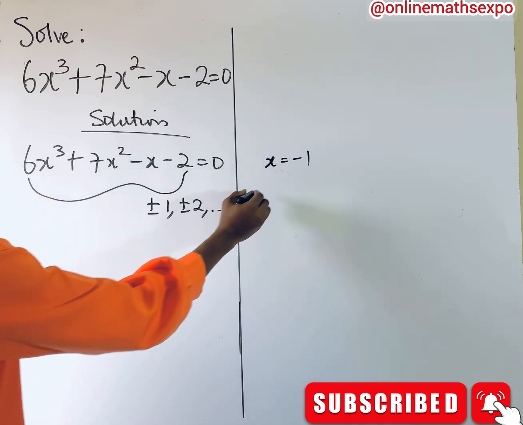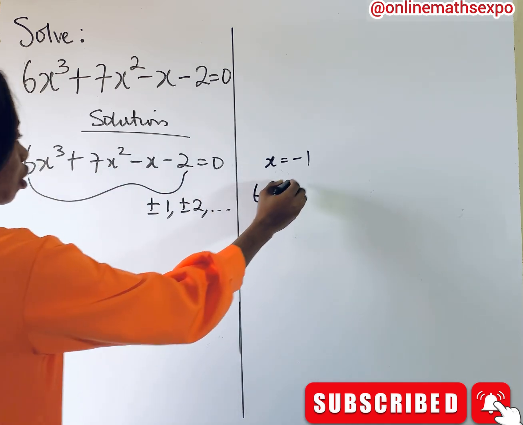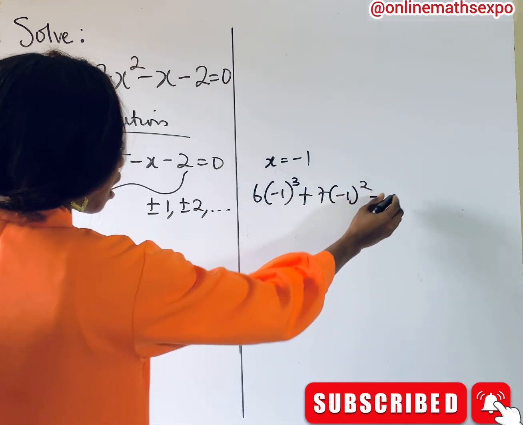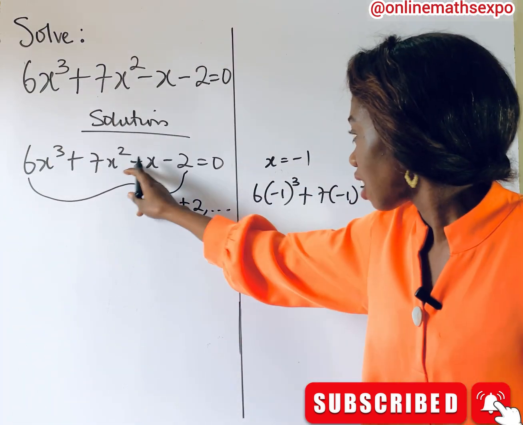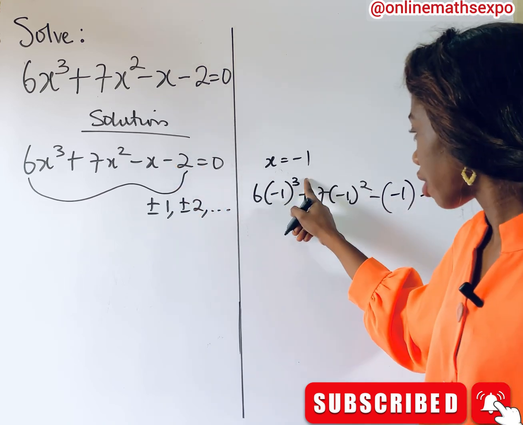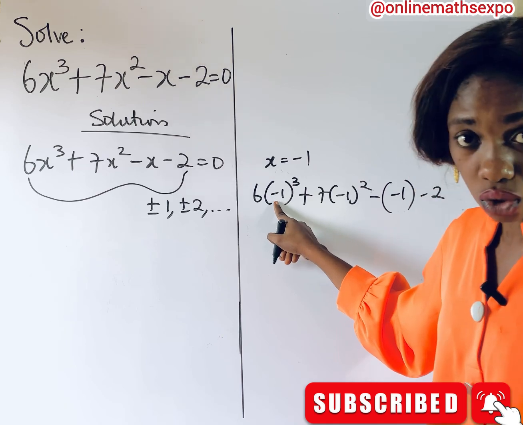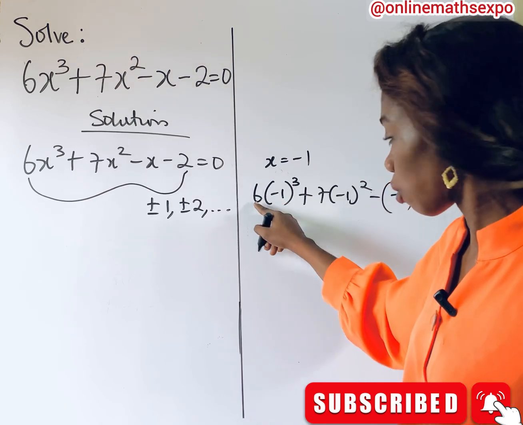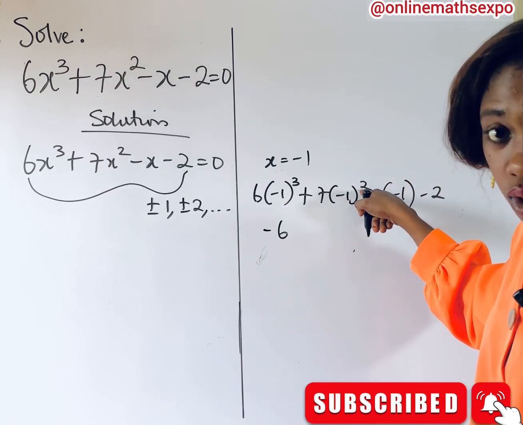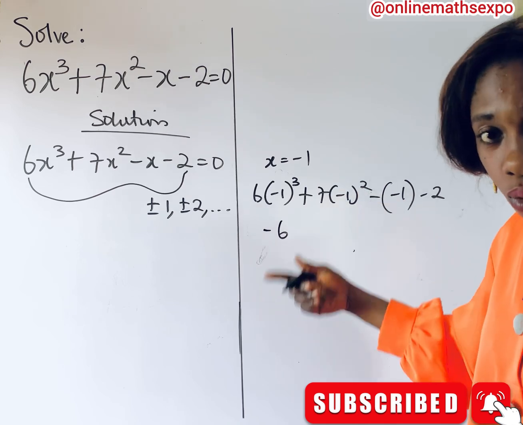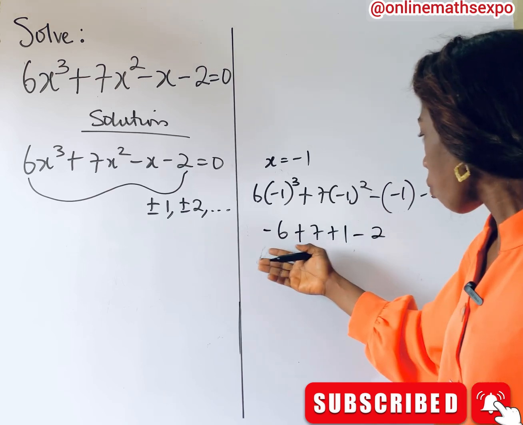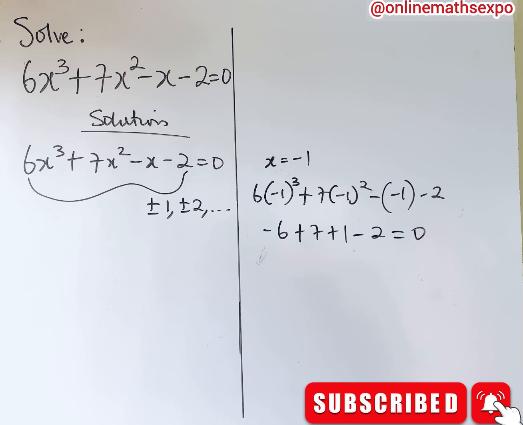Put it into the function. You have 6 into negative 1 cubed plus 7 into negative 1 squared, then minus x, which is negative 1 since your x is negative 1, then negative 2. Negative 1 cubed, because it's cubed, the negative sign returns and it's going to give you negative 1. Use it to multiply 6, it gives you negative 6. Negative 1 squared, because it's even, is going to give you 1. And 1 times 7 is 7. And this will give you positive 1, negative 2. And when you add this up, it gives you 0. I hope that is clear.